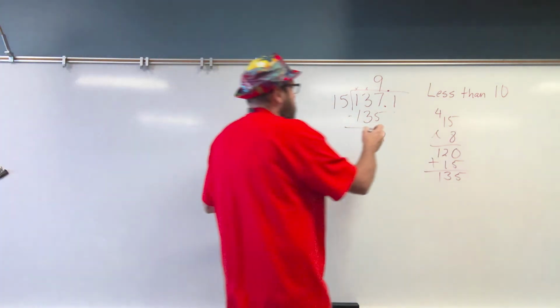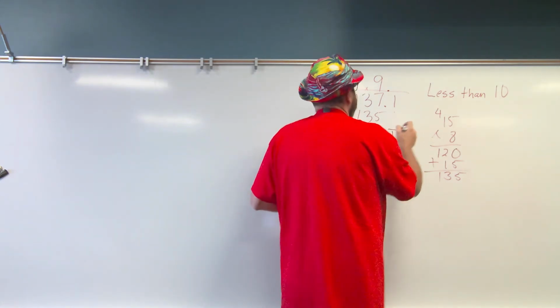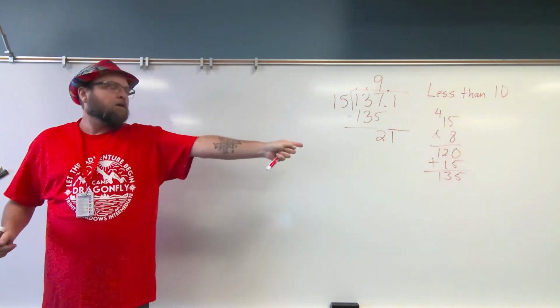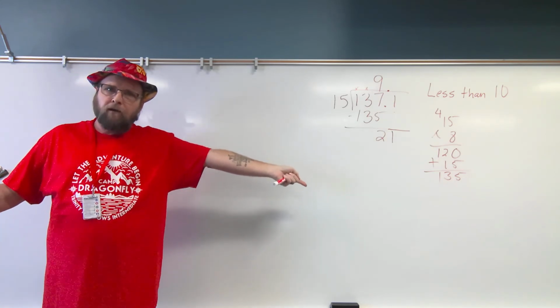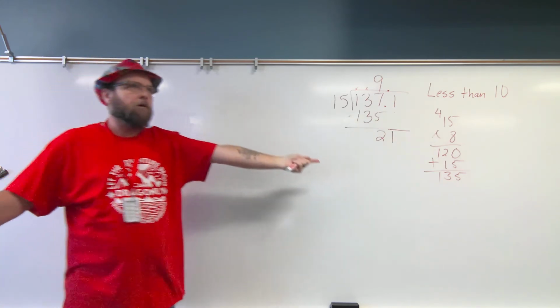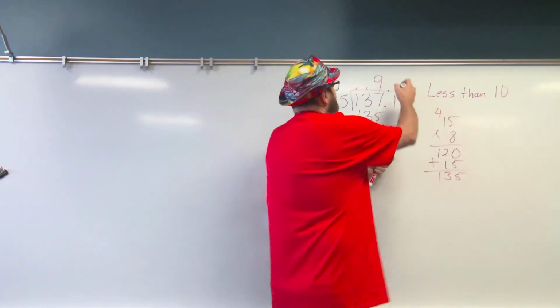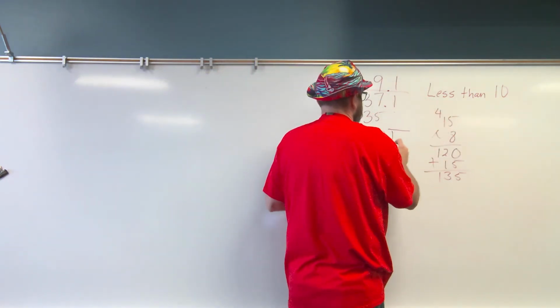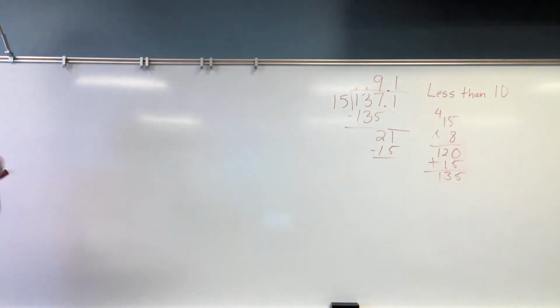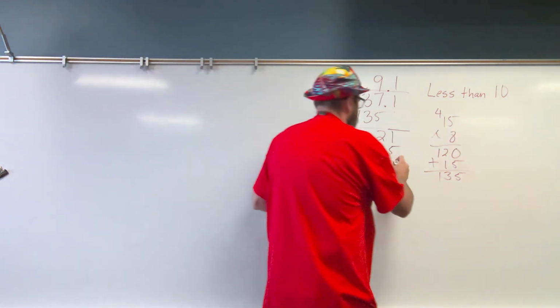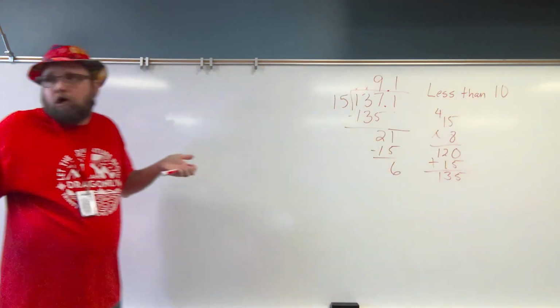I bring down my 1. So then I have my 1 here. 15 goes into 21, and I know 15 times 2 is 30. So obviously it's only going to go in one time. And the difference between 15 and 21 is 6, which is less than 15, so we're good.